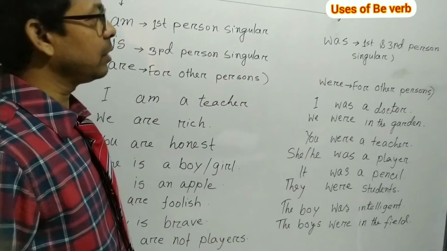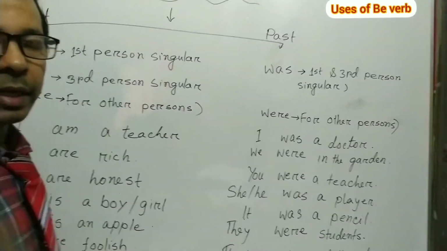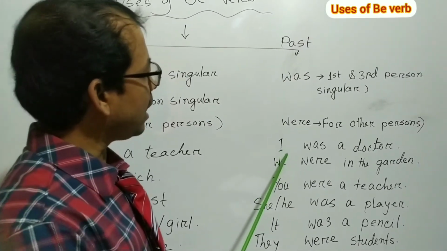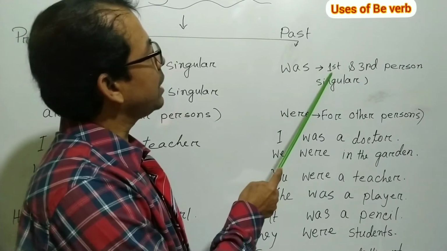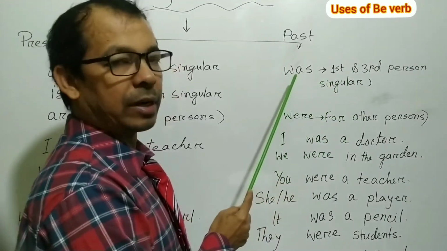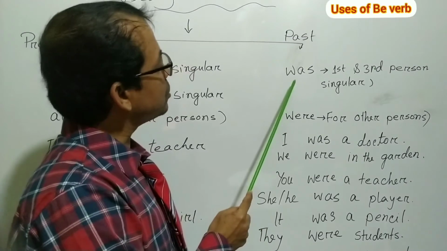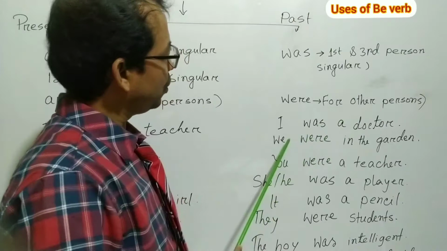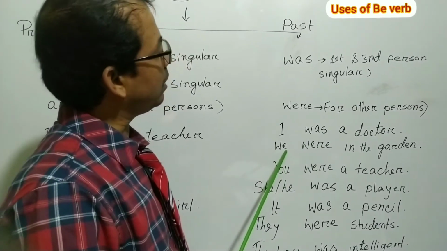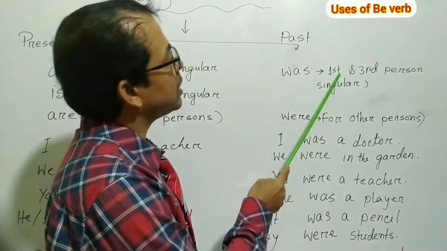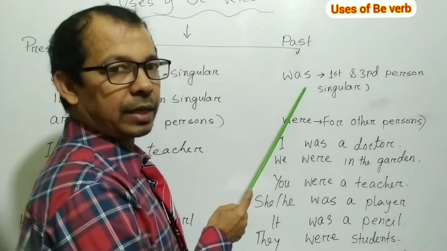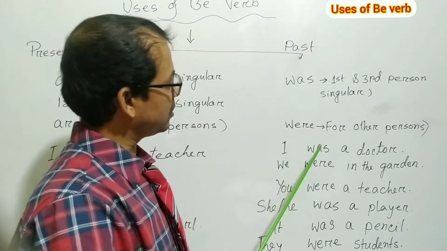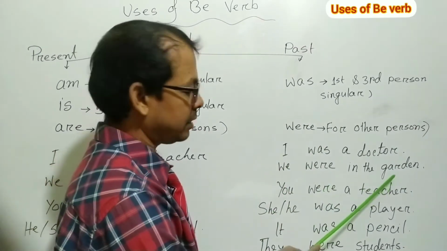My dear student, now we'll use was, were in different places, such as I, first person singular number. Here is written for the first person and third person singular number, was will be used. So here is I, first person singular number. So I was a doctor. We, first person plural. So here, first person and third person singular was, but for other person, were will be used. So here, we were in the garden.